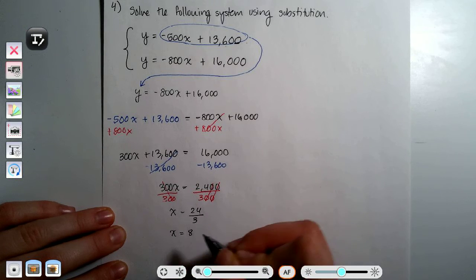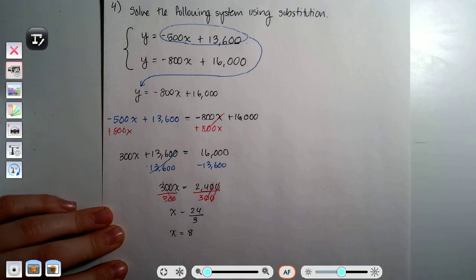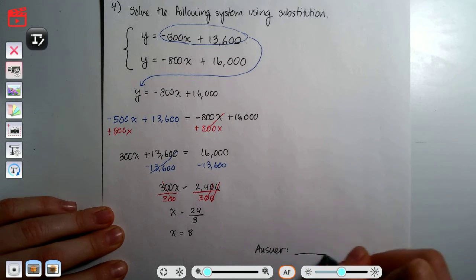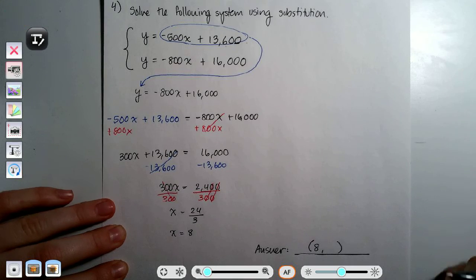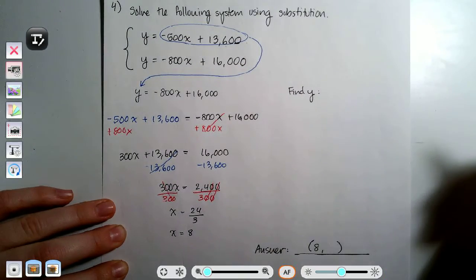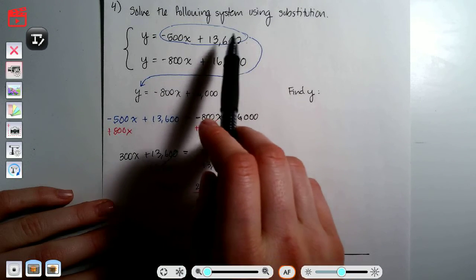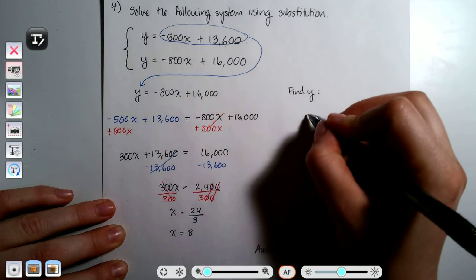Now, you might be tempted to stop, but remember, we're searching for a point where these two lines intersect. Our answer, we want it as a coordinate point. So what we found is the x value. So we're going to go ahead and find y. So how do we do that? We'll go back to the first equation we used. So this one right here, the one that we substituted in with. Okay, so that's this one.